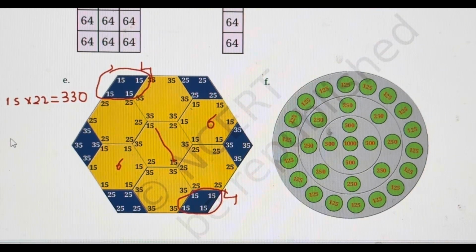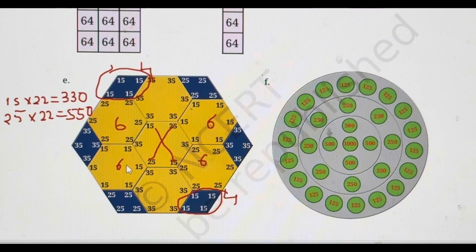Now let us count 25. If you see 25 also 4 plus this 6, 10. 4 plus 6, this 6. Because this is a hexagon shape. So 20 and 2 in the center here. So again 25 is also 22 times. If you multiply that, you're getting 550.